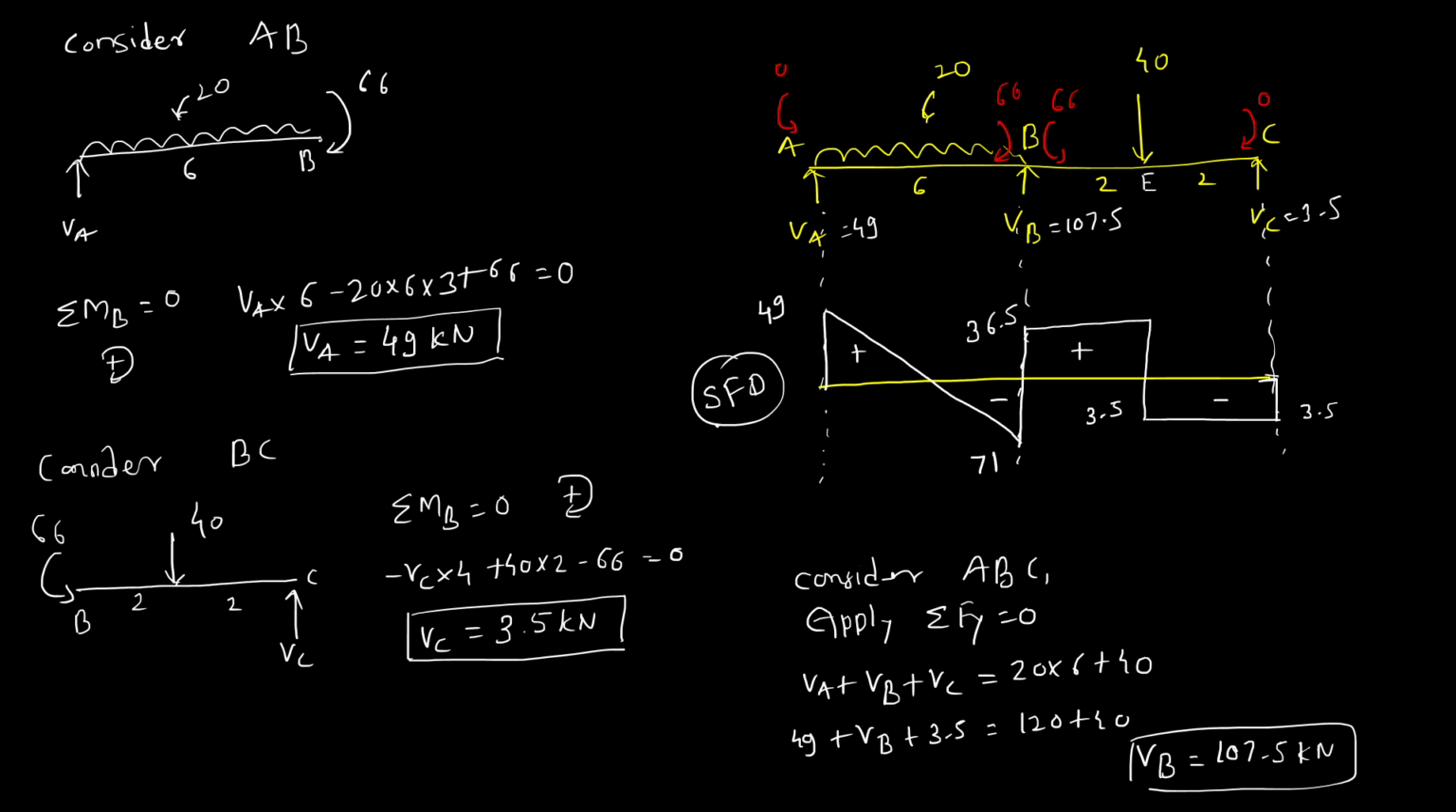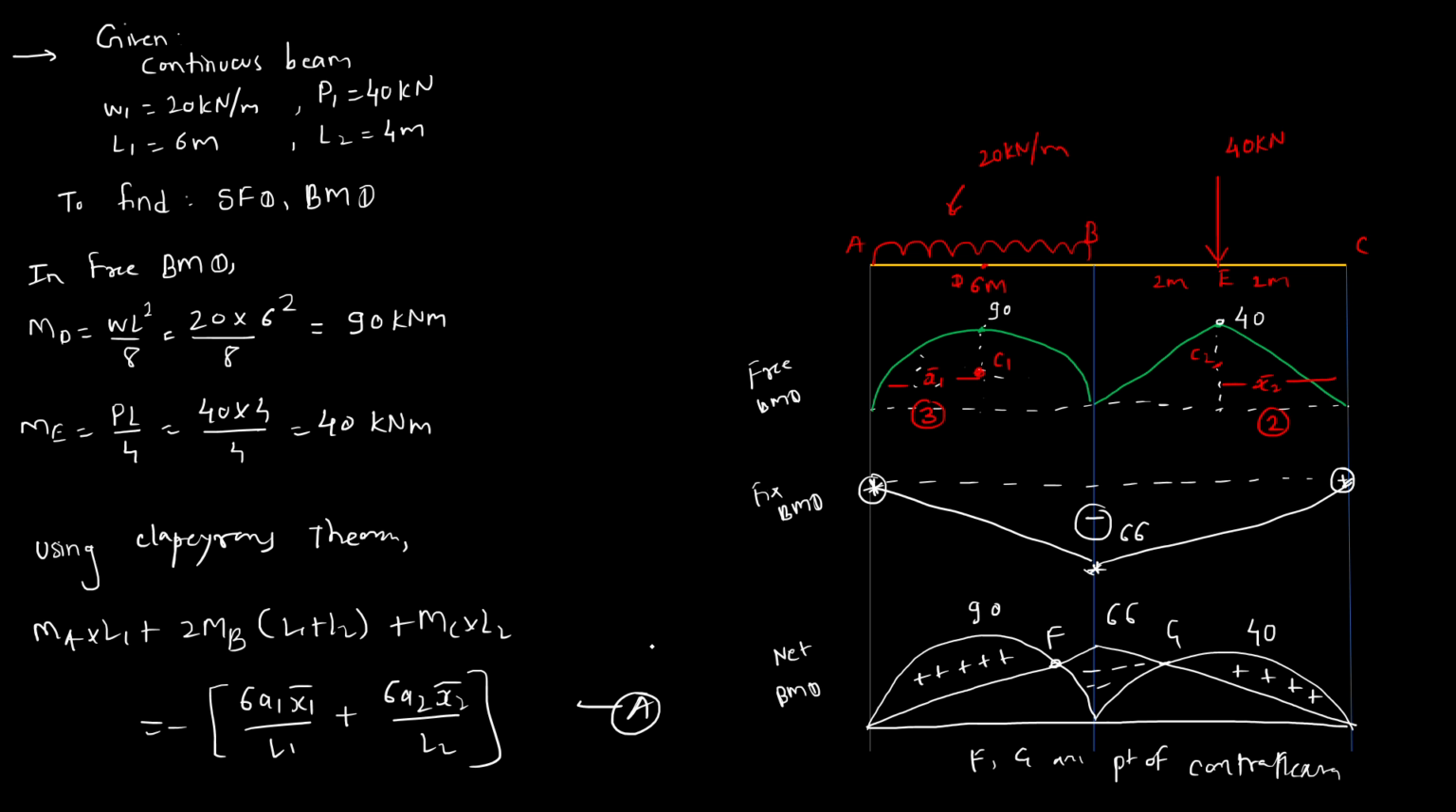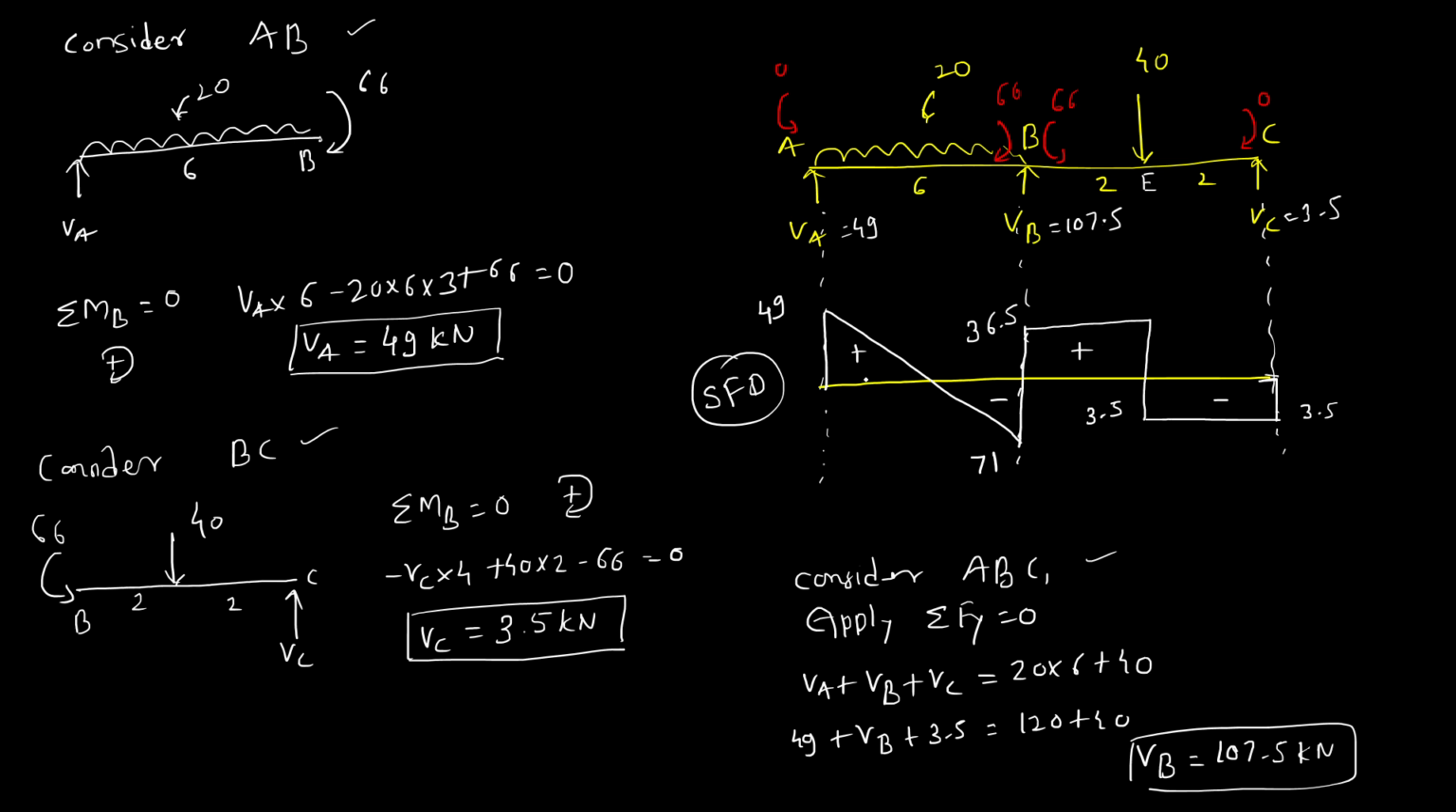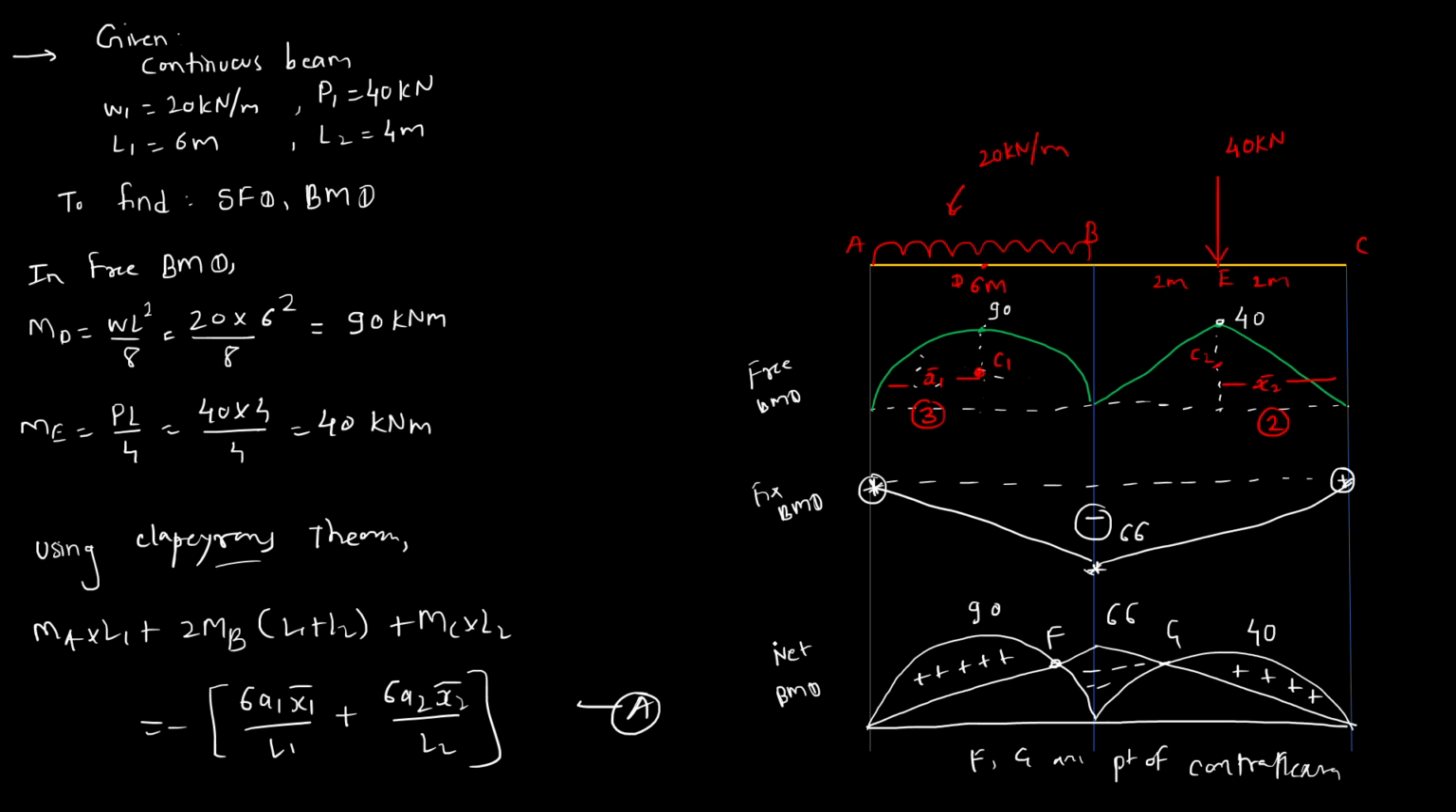Practice this 2 to 3 times. Practice the previous problem also. Then it will be very easy to draw the shear force diagram. The main part is to first calculate the reactions VA, VB and VC. And how to find them? First consider AB, then consider BC, and then consider ABC. Whatever moments you get in the second step using Clapeyron's theorem, you mark them here on the beam as shown, this 66 and 66, and then accordingly you apply the procedure. So this is how you have to draw the bending moment diagram and shear force diagram of the continuous beam.